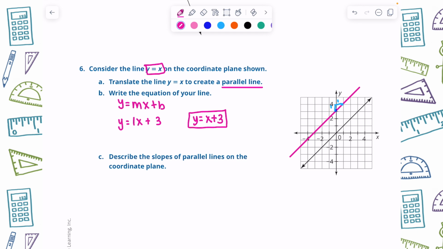Part C wants us to describe the slopes of parallel lines on the coordinate plane. Well, if we look at our equations, the original line that we were given would have a slope of 1. Remember, the slope is the number in front of x when it's written in slope-intercept form. So y equals x, that's like saying y equals 1x. So we know this line has a slope of 1. And our translated line also has a slope of 1. So we can describe the slopes of parallel lines as being congruent. So parallel lines have the same slope.